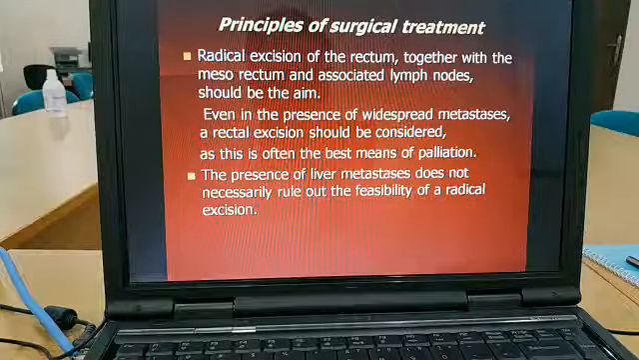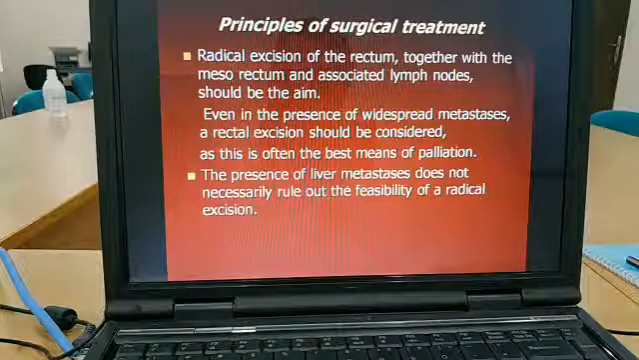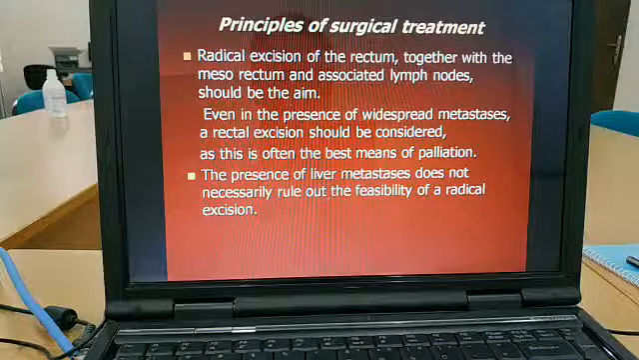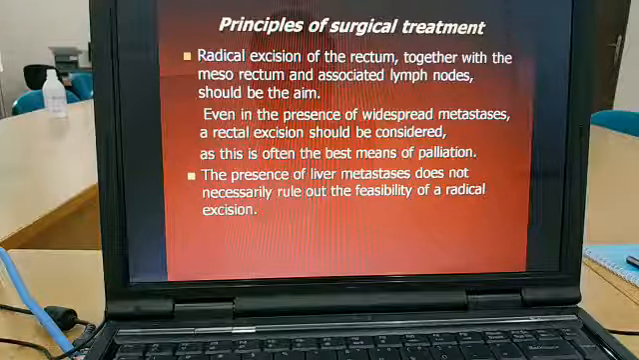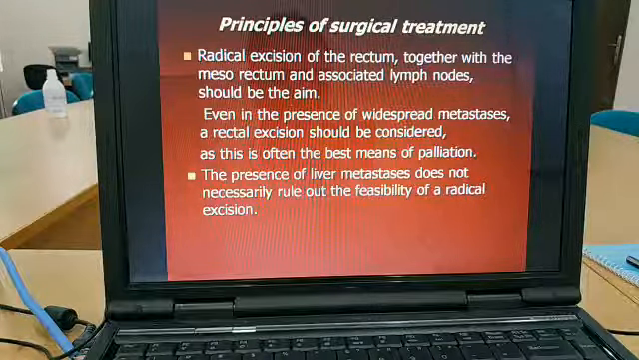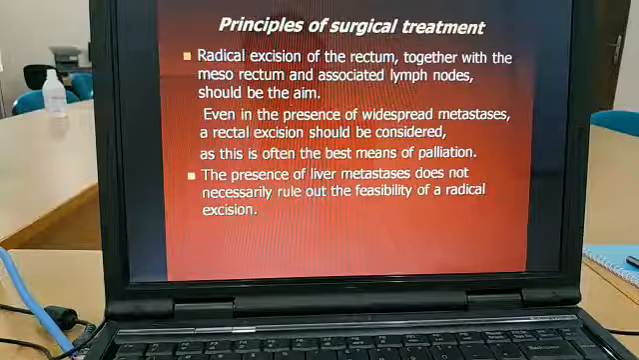Say for example, if the patient has a single metastasis in the liver, radical excision may be possible. But if there is widespread involvement of the liver, extensive liver metastasis, then radical excision is not usually done. Then we go for palliative treatment.